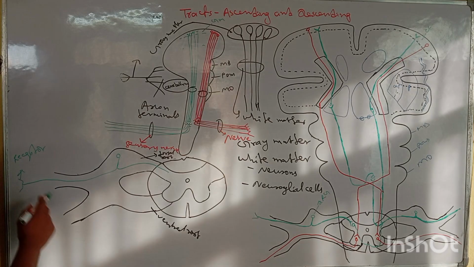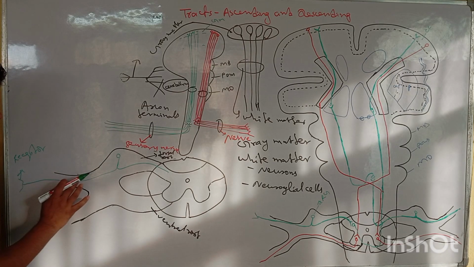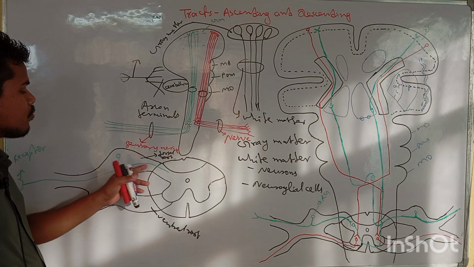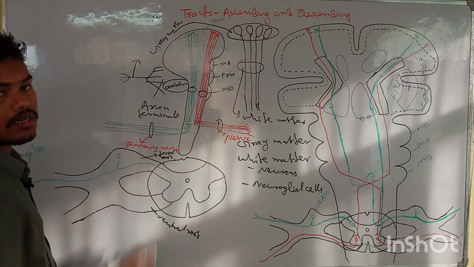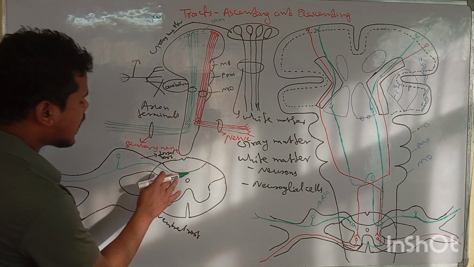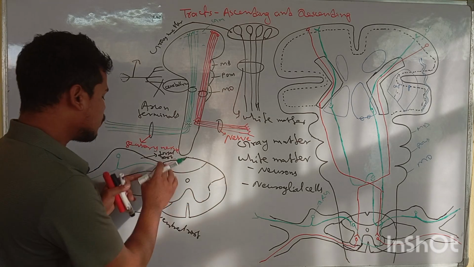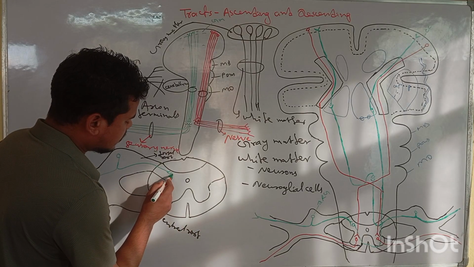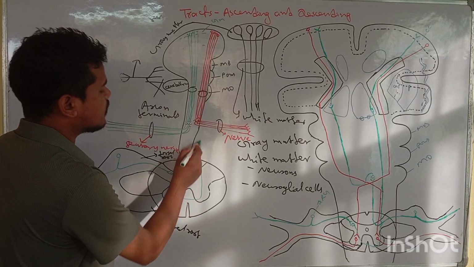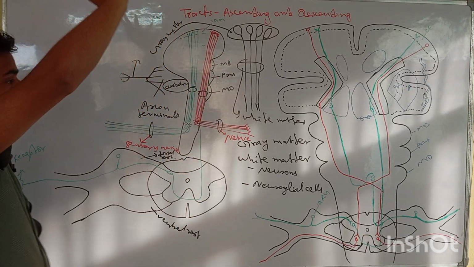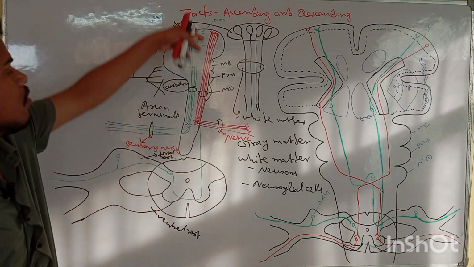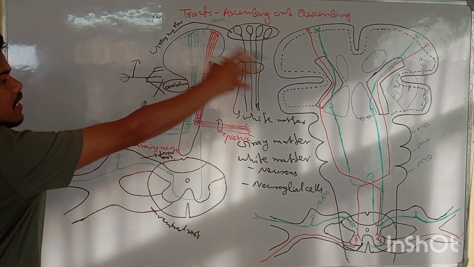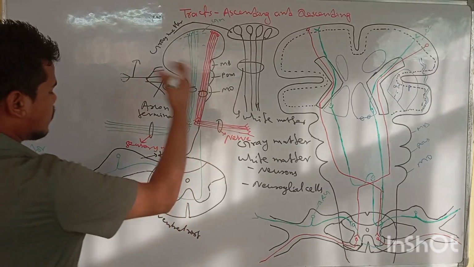So what will happen, the sensory nerve fiber will carry the information, and sensory nerve fiber will always enter into the spinal cord through the dorsal root. If it is going to form the anterolateral system, it will synapse here and cross to the opposite side and go to the brain, simply. I have shown all this about these fibers.